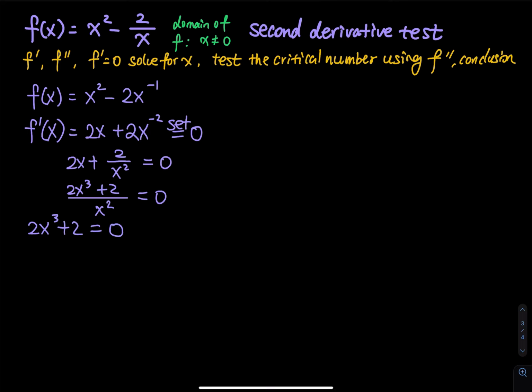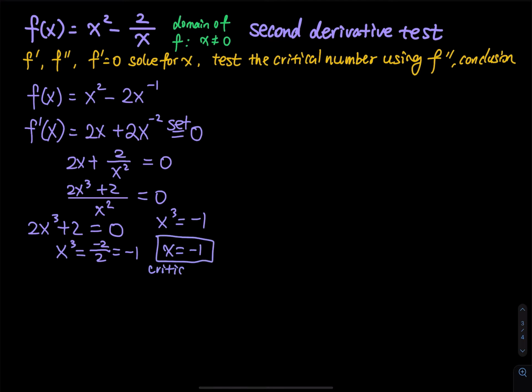Let's solve it. So we have x to the third equals negative 2 divided by 2, that is equal to negative 1, right? So x to the third equals negative 1. So what is x equal to? 1 or negative 1? 1 times 1 times 1 is not negative 1. But negative 1 times itself 3 times is equal to negative 1. So that means x is equal to negative 1, and this is my critical number.